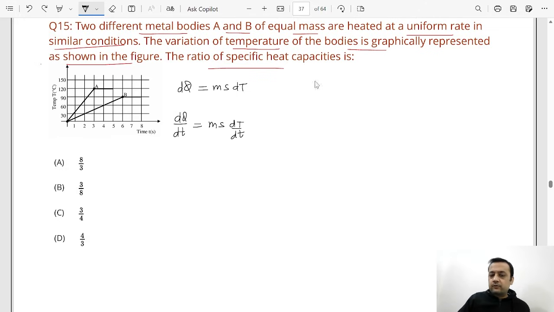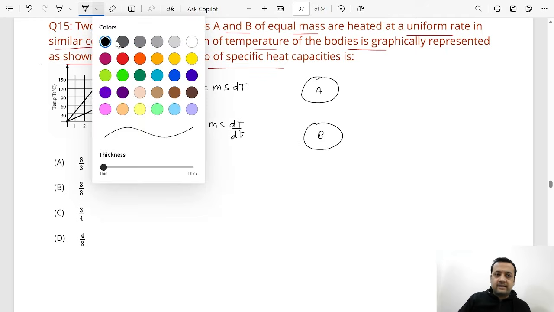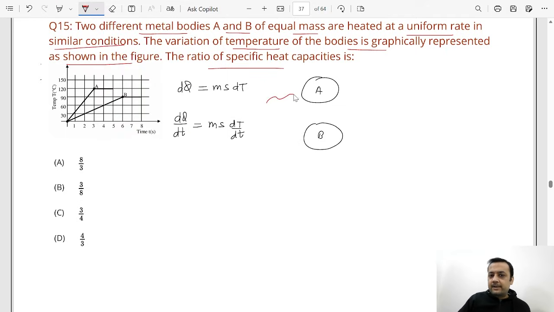Now if you look at both bodies A and B, they are being given heat at the same rate. That means dQ by dt is the same for both. So basically you can say that they are receiving heat at the same rate. Yes or no? That means we can say that the mass of A into specific heat of A into dTA by dt should be equal to the mass of B into specific heat of B into dTB by dt.